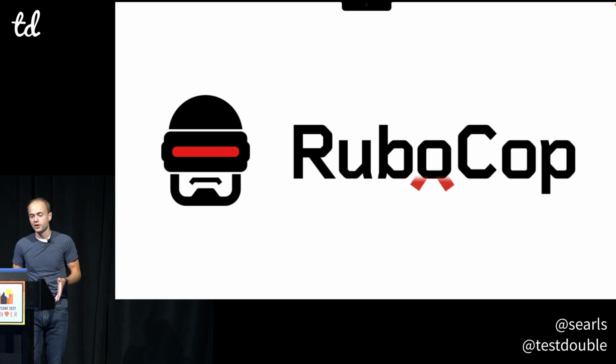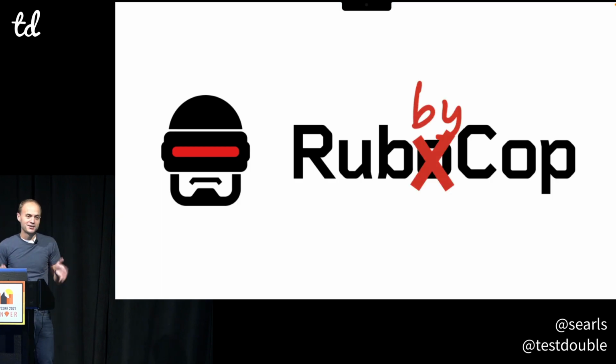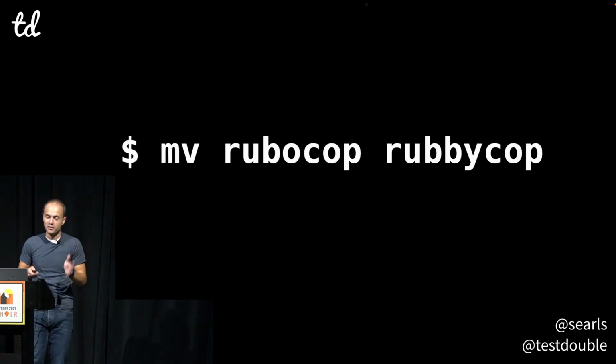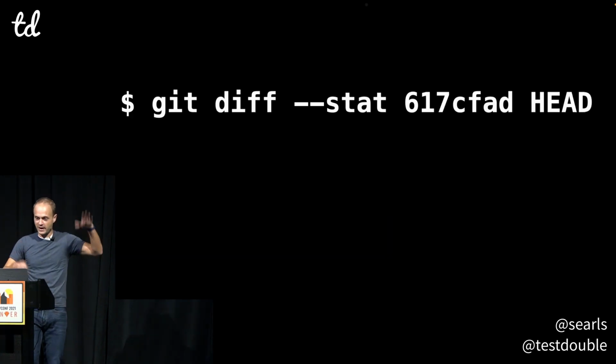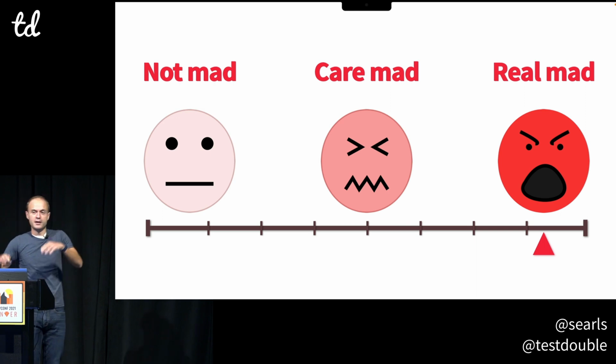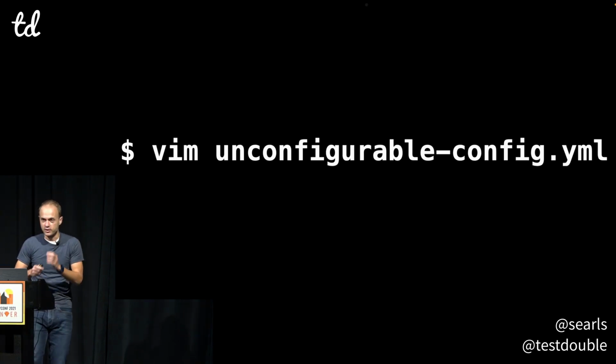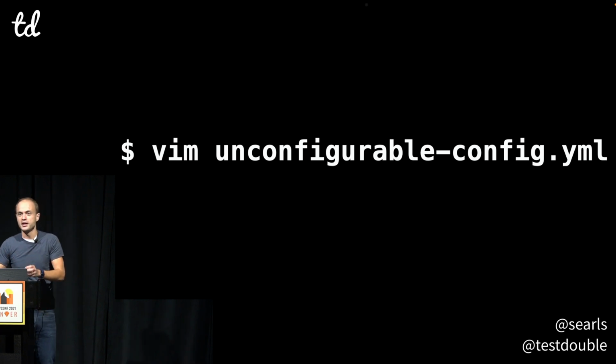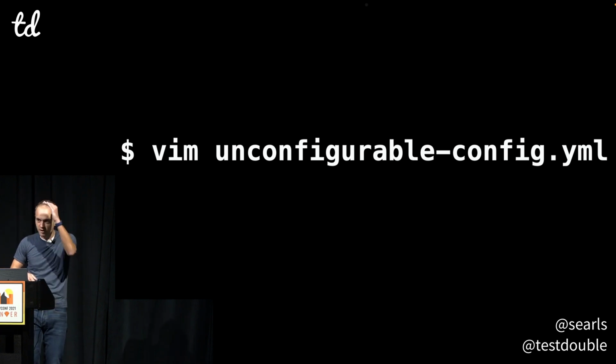So I literally made a fork. I called it RubyConf. In hindsight, it's weird that I changed the Rubo part of that name. But I moved it, did a lot of find and replace, and made a huge git diff. I was furiously typing because I was mad at RubyConf. And then my temper cooled, and now I'm in care mad mode, where I like to be, starting to work on this unconfigurable configuration and picking out what I think are the best rules.